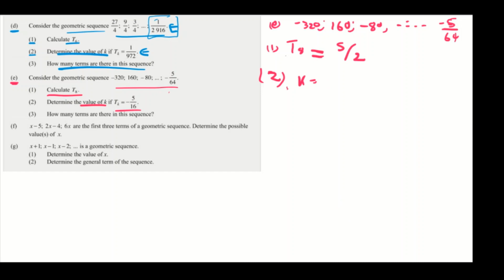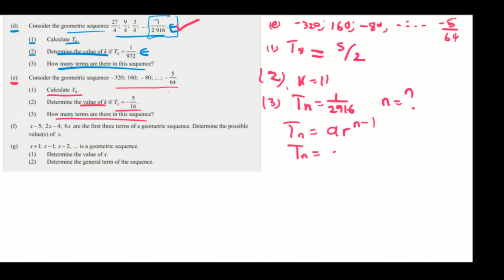Okay, so we found k to be equal to 11. So the third part of your question is to identify the number of terms in the sequence. What will help us is knowing that this is the last term of the sequence. T of n is equal to 1 over 2,916, and to identify n, we're going to use our standard equation of the geometric sequence. So T of n is equal to A R to the power of n minus 1. T of n is equal to my A, which is minus 320, my R, which is minus 1 over 2, to the power of n minus 1.